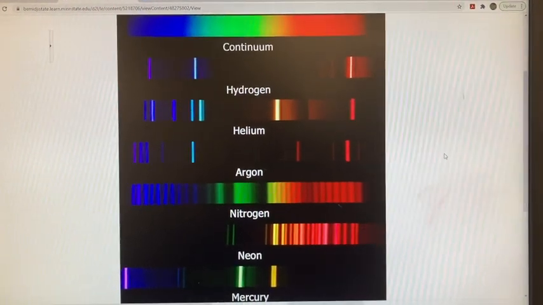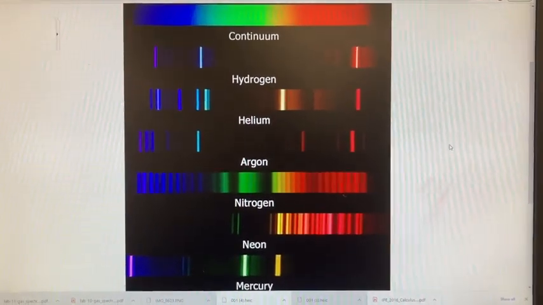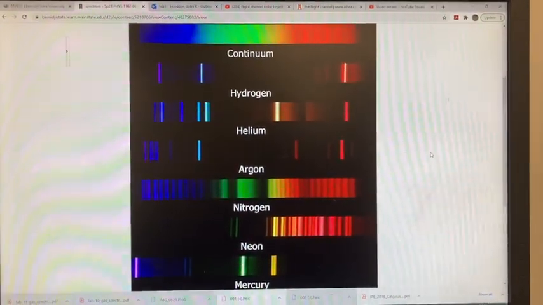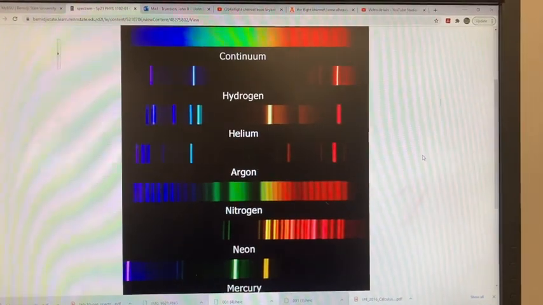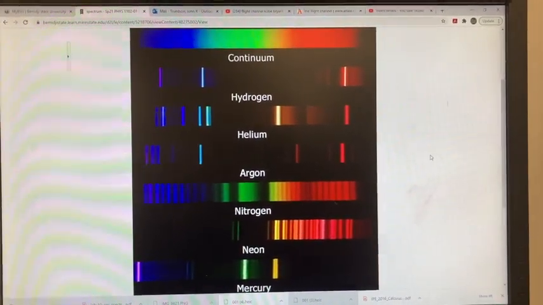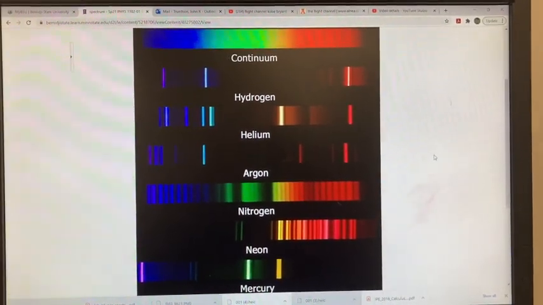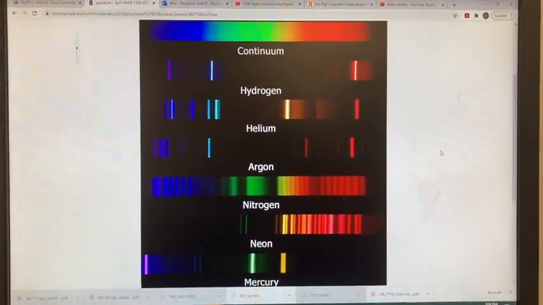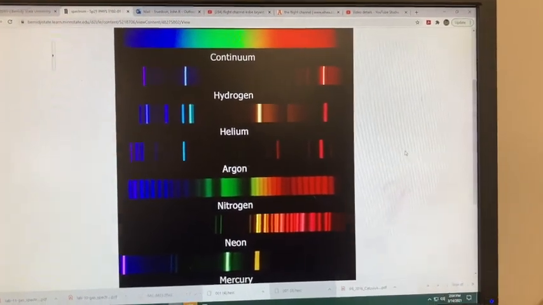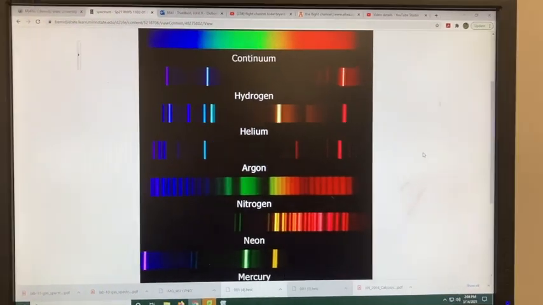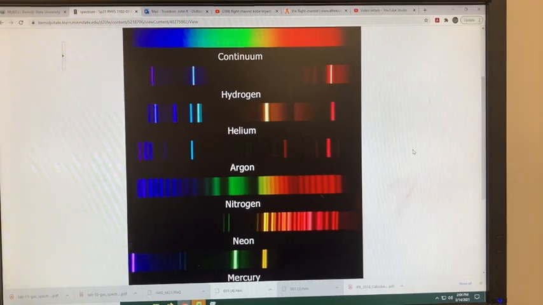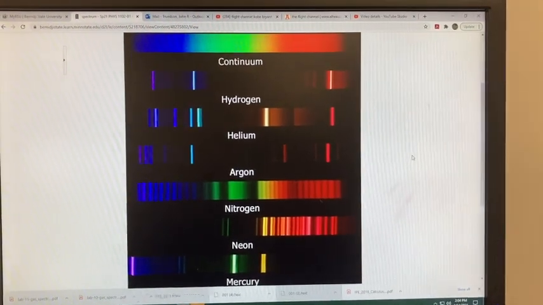All right, for the gas spectrum lab, what we have here are 7 different spectra with the name of each below the spectrum. So we have continuum, hydrogen, helium, argon, nitrogen, neon, and mercury. And what I want to do is go through these in randomly chosen order, labeled A, B, C, D, E, F, and G.